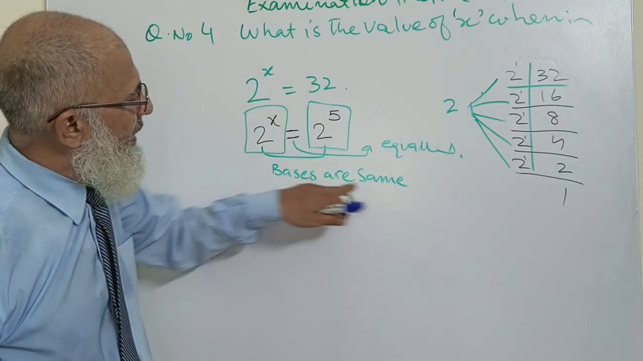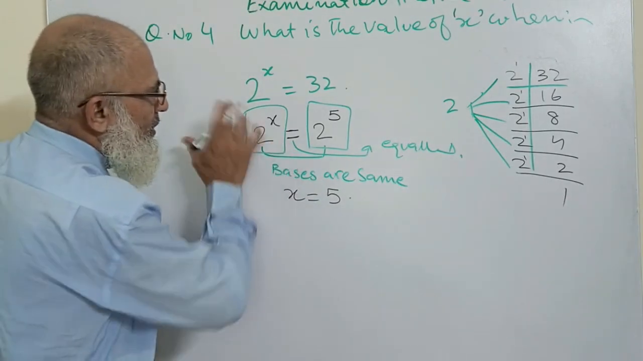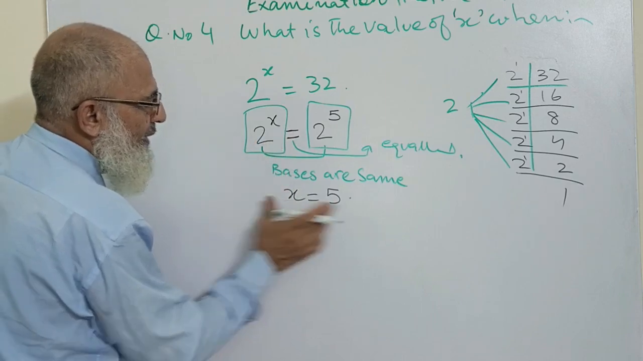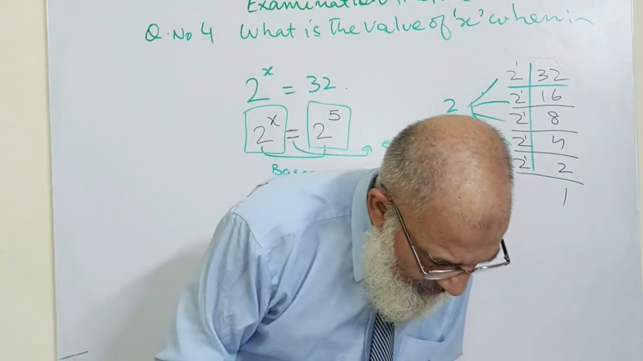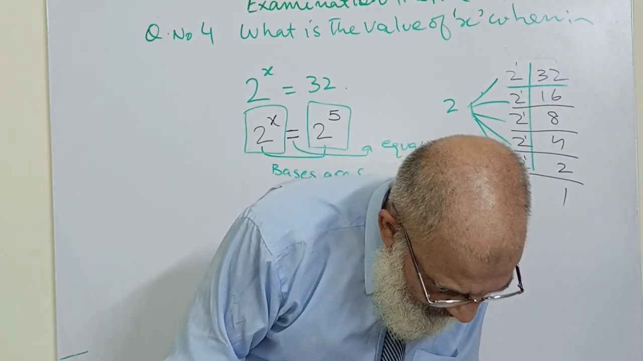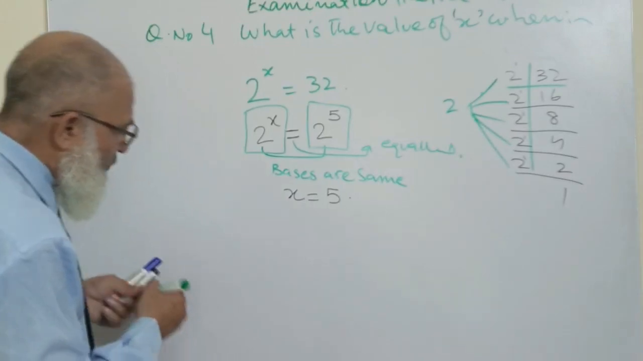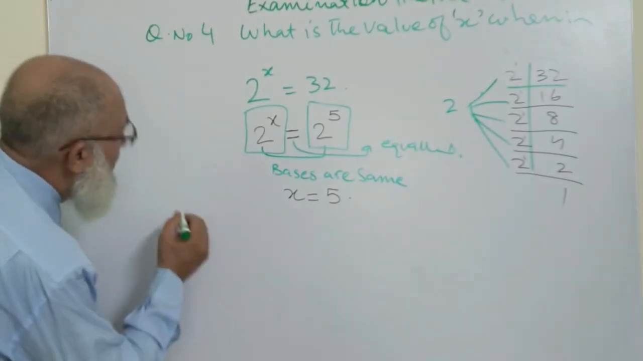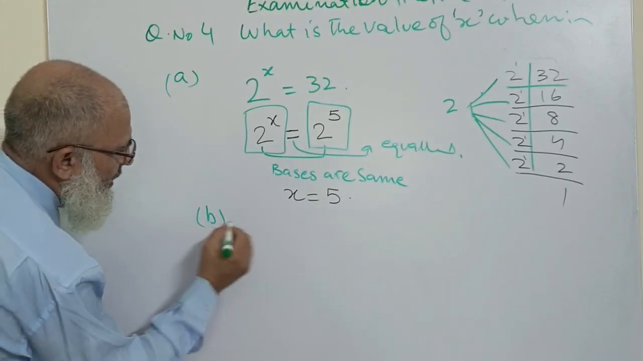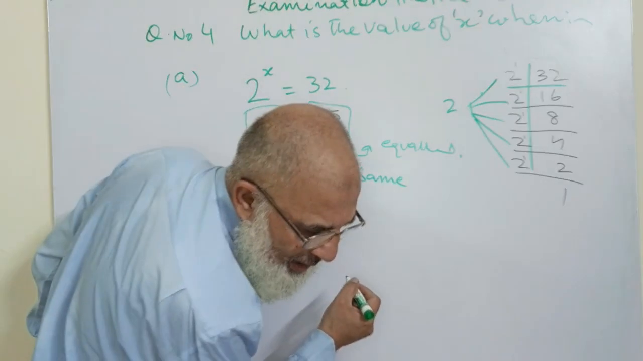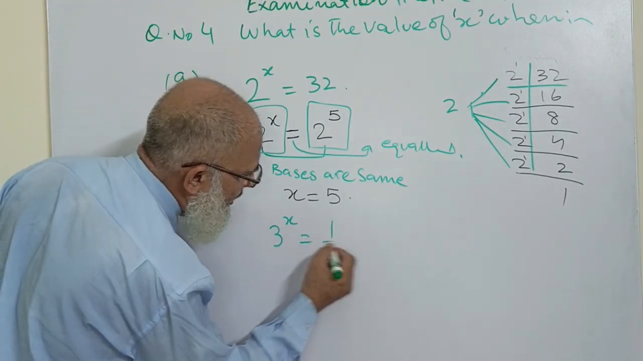We don't have to write these things over here. We know the formula, so we'll write directly x is equal to 5. Again, same sort of question. This was A and this is B: 3 raised to power x is equal to 1 upon 27.